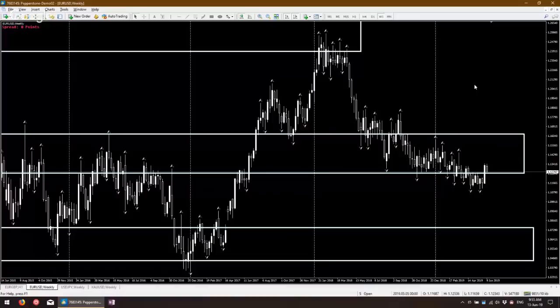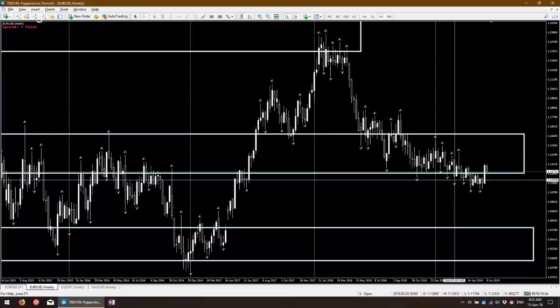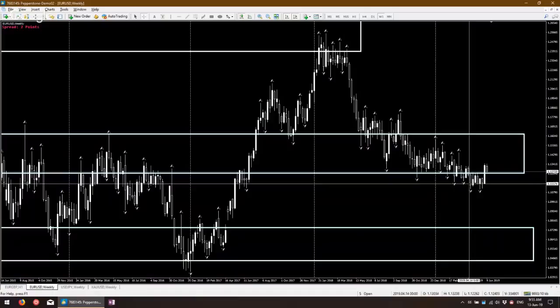I don't have a fixed pip rule, but for example, I know one of our students, Samuel, has some rules like, okay, if it is within 20 to 30 pips of the lines that I place on the top and bottom of the zone, then the zone is still valid. Once it passes those pips and it closes below X amount of pips, then now it's not.